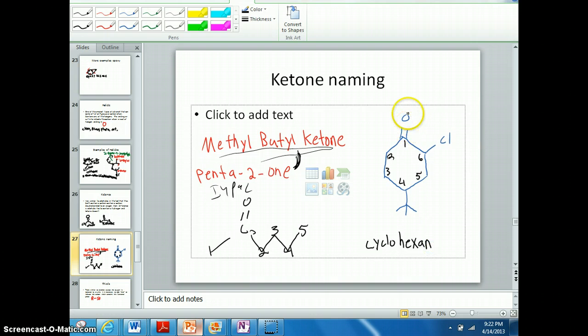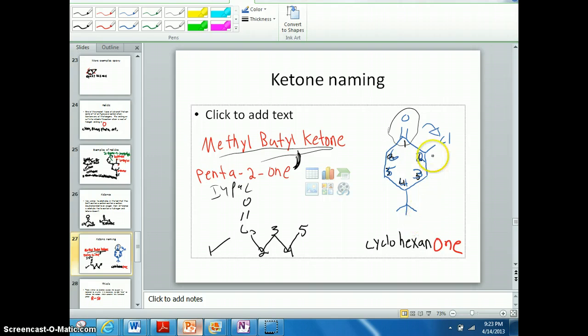And since with this we have our ketone right here, this is going to be our 1. This is where we're going to start it at. This changes the ending to -one. This indicates that it's a ketone. And I actually just realized when I did my numbering, I did it backwards. This should be your 2. This should be 3. 4 still stays the same. 5 and 6. Because we want to go in this direction because that's where our next branch is.